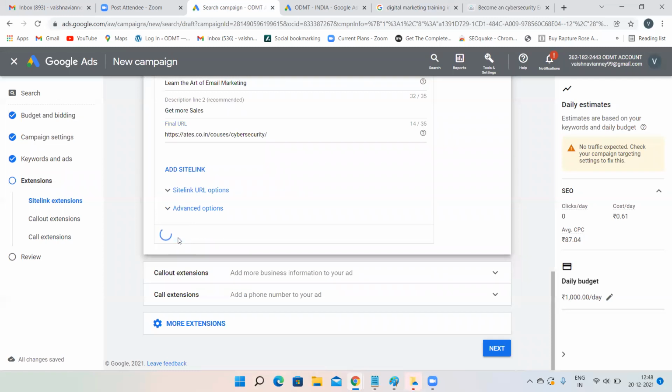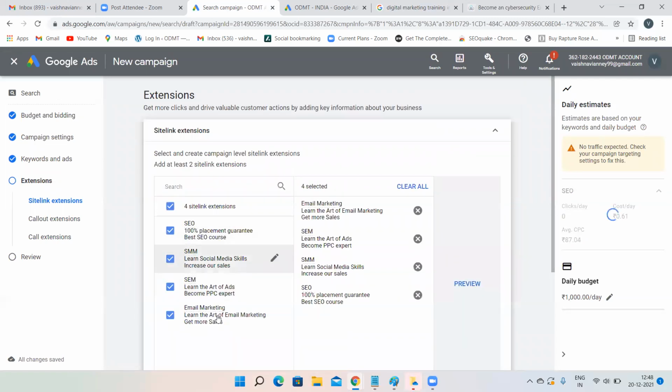Now coming to, see, all the 4 site links, whatever I have given. Email marketing, under email marketing, this is the description. Now SEM, this is the description. SMM, this is the description. SEO, this is the description. So all the descriptions you can see over here. For SEO also we have given some description. So all the descriptions you can just see over there.